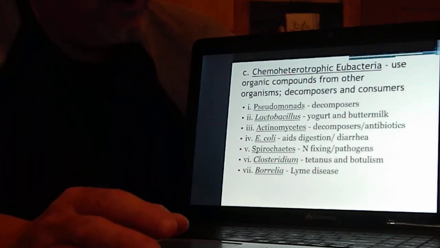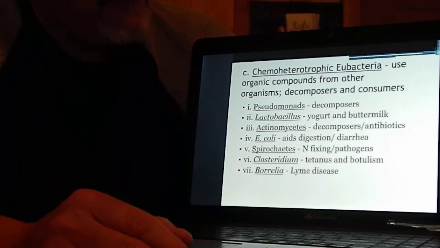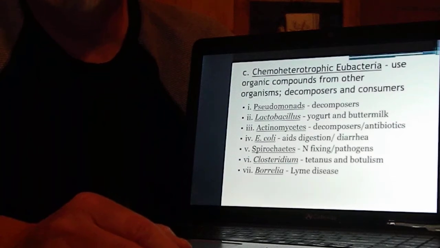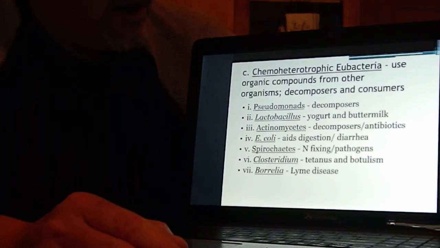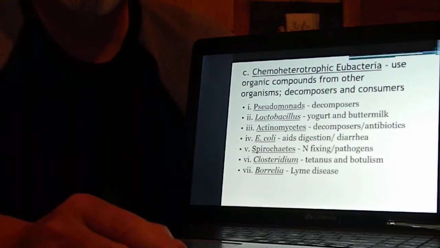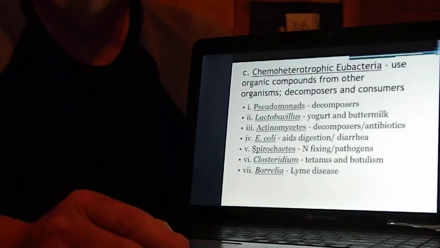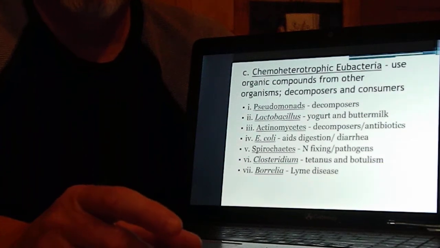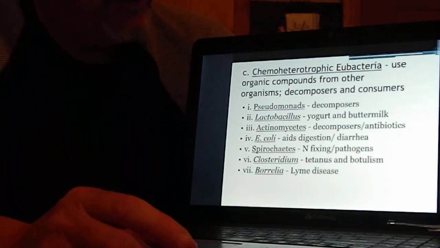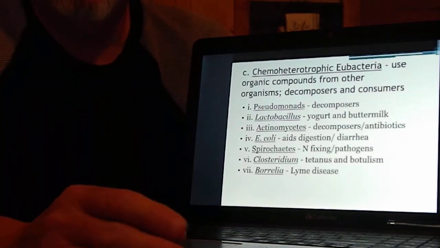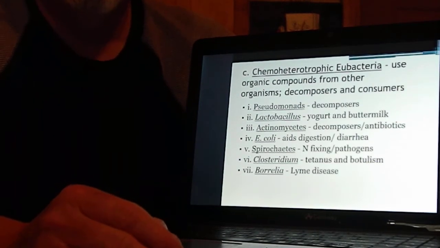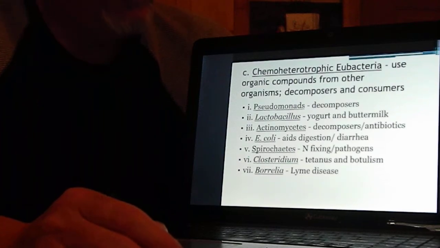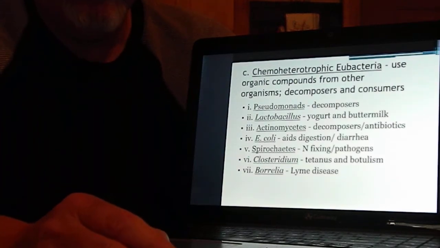So there's several different examples of chemoheterotrophic bacteria. One is pseudomonads. These are important decomposers in soil. Another one is called lactobacillus. Lacto means milk. Bacillus is, as we're going to find out, the shape of a particular type of bacteria. And lactobacillus is important in dairy products. We talked about fermentation, lactic acid fermentation. These bacteria are important in making yogurt and buttermilk, etc.